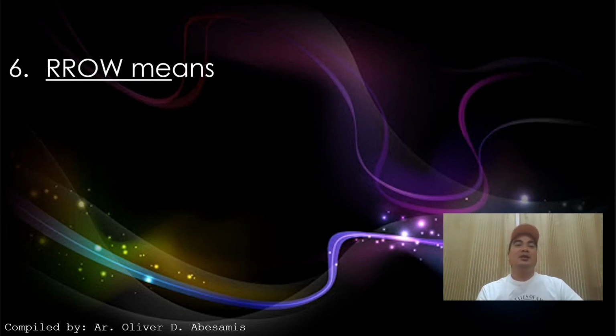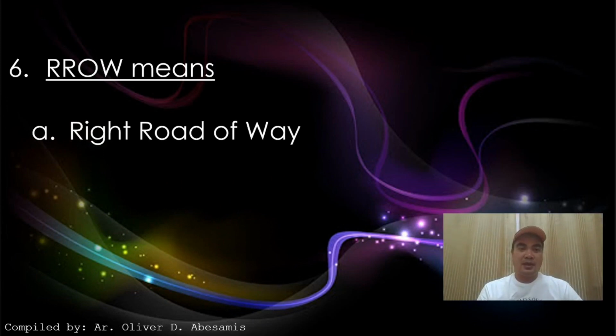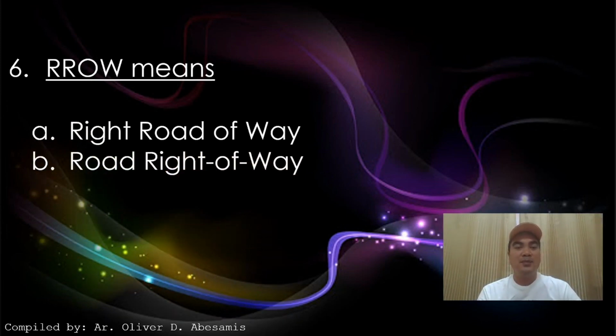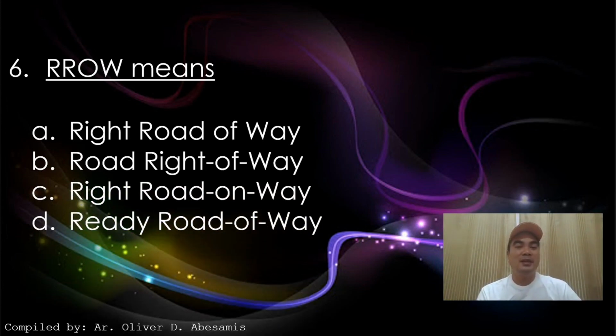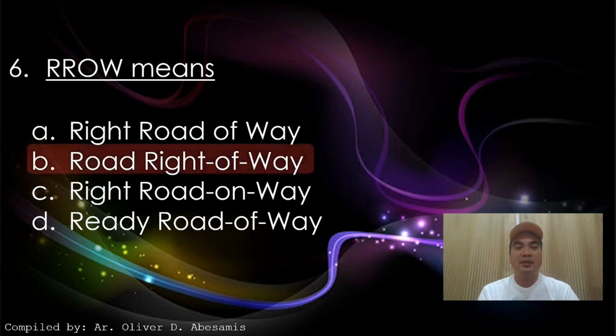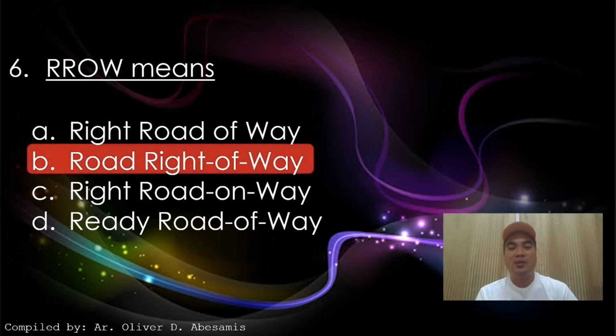Number 6. ROW means A. right road of way, B. road right of way, C. right road on way, and D. ready road of way. Answer? B, road right of way.